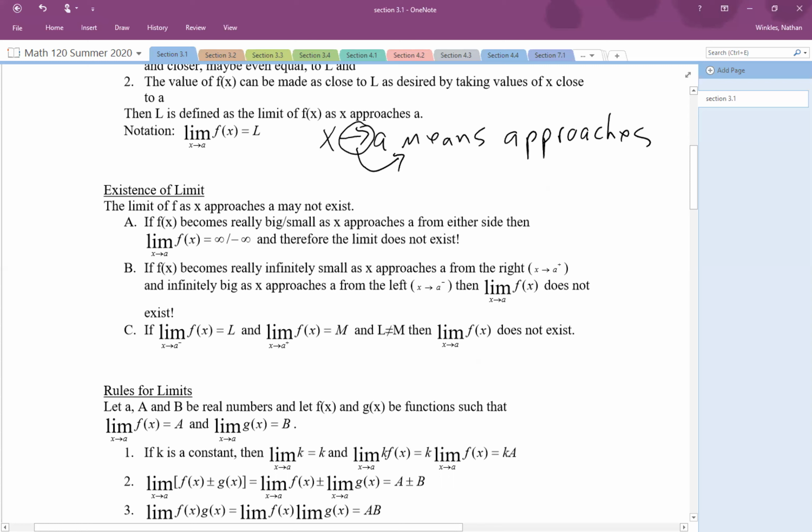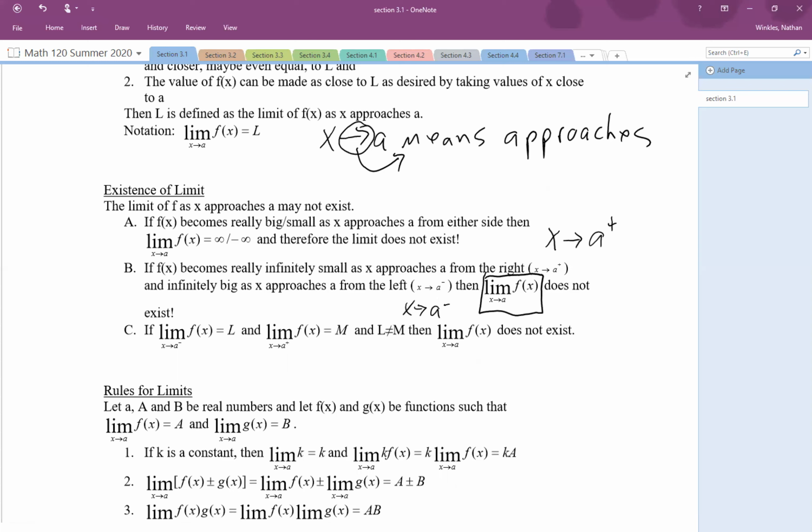If f of x becomes infinitely small as x approaches a from the right, so in other words, if we look at x approaches a with a positive sign on the right-hand side, that doesn't mean x approaches positive a. That means x is approaching a from the positive side. And infinitely big as x approaches a from the left, so that means x approaches a with a negative sign, then our overall limit does not exist. Notice in this case right here, there is no plus or minus to the right of that a. This is the overall limit.